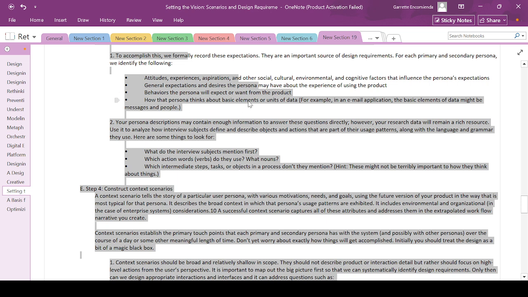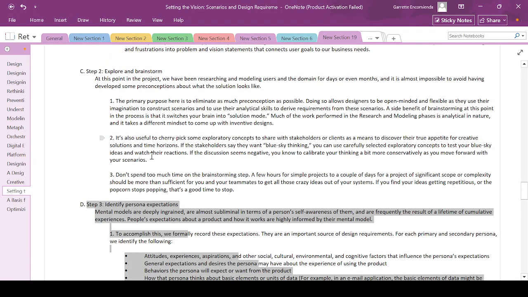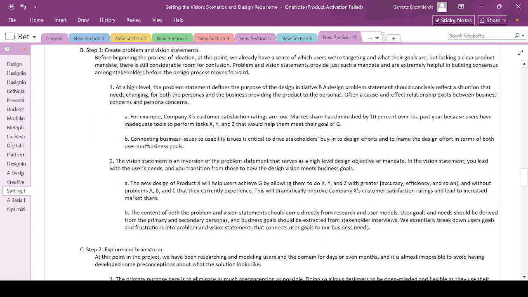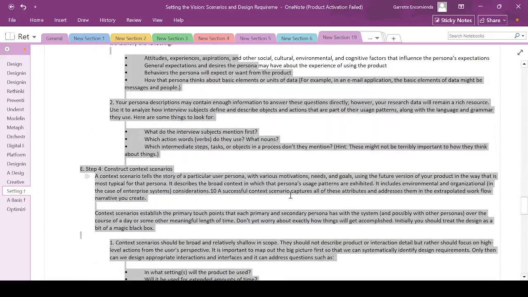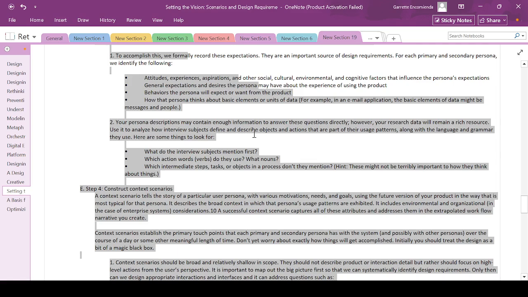Behaviors the persona will expect or want from the product. So what are the functions? We're getting more detail here, not just on the goal. We already know the goal of the primary and secondary, right, from the previous video, and we explored some solutions already. We already have a problem and solutions, vision statement, and a problem statement. Now we're getting more details. What's the behavior the persona will expect or want from the product?